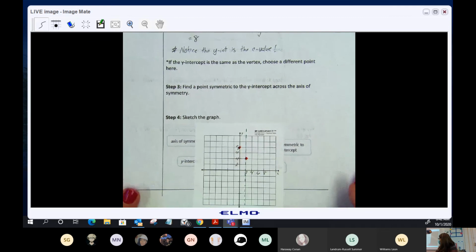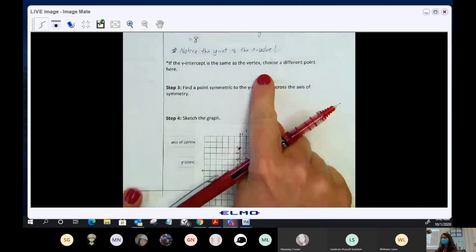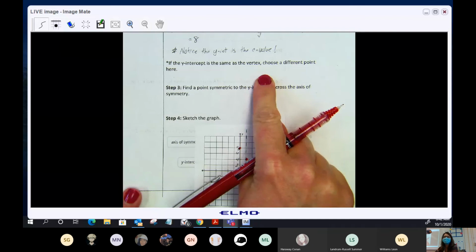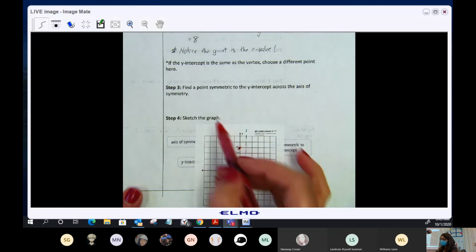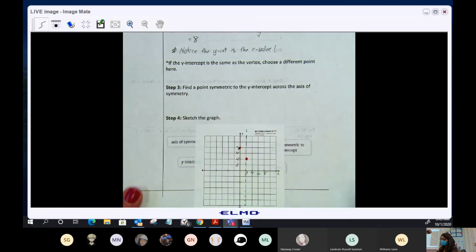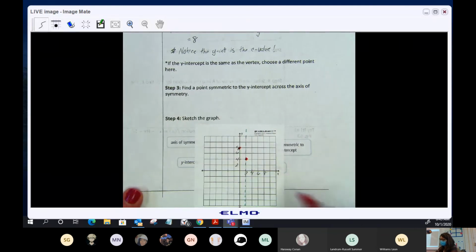Now, I made the note here, I don't really know how often it's going to happen. If your y-intercept is going to be the same as the vertex, chances are you're going to be in a form that you can graph a little differently. But if your y-intercept is the same as the vertex, you would just choose a different point. You could just come along with whatever x value, I'd keep it close to your vertex, pop it in and get another y value out. That's all you do. So now what we're going to do is find a point symmetric to the y-intercept across the axis of symmetry.